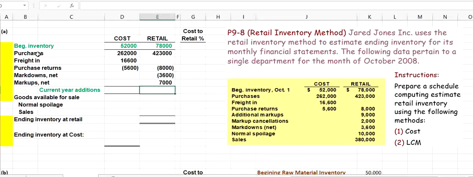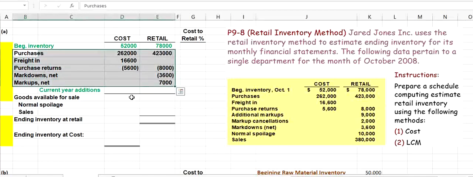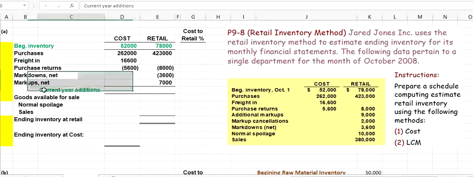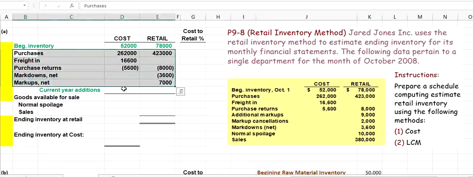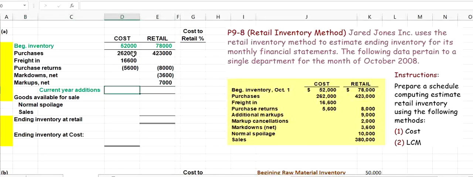So that's it. This is the during the year kind of discussion, the current year additions, like expenses made during the year. This is the total value. So what I will do is: 2,62,000 plus 16,600 minus 5,600 will be equal to $2,73,000, and 4,23,000 minus 8,000 minus 3,600 plus 7,000, this will give me $4,18,000.